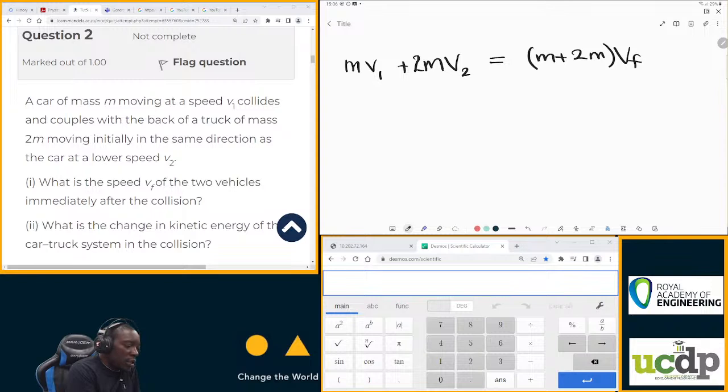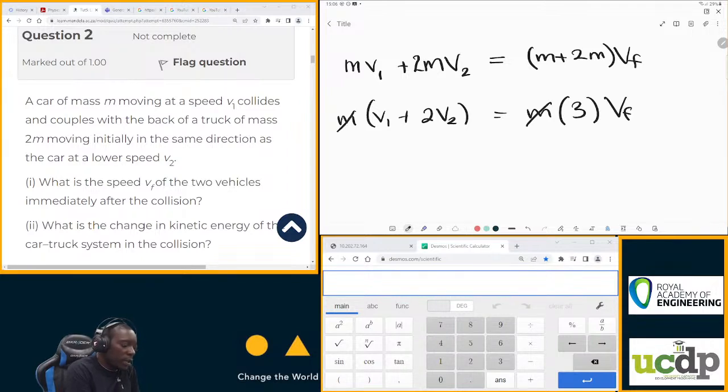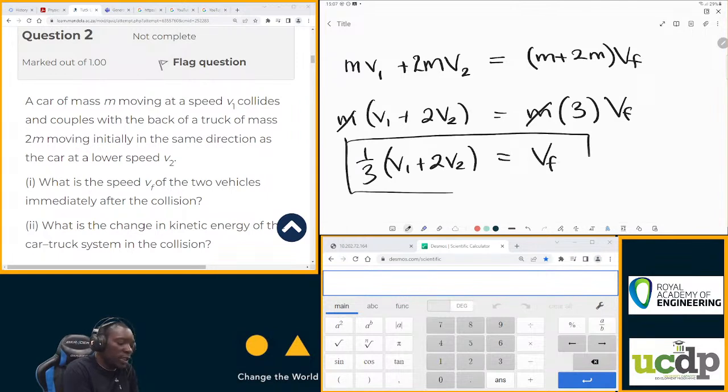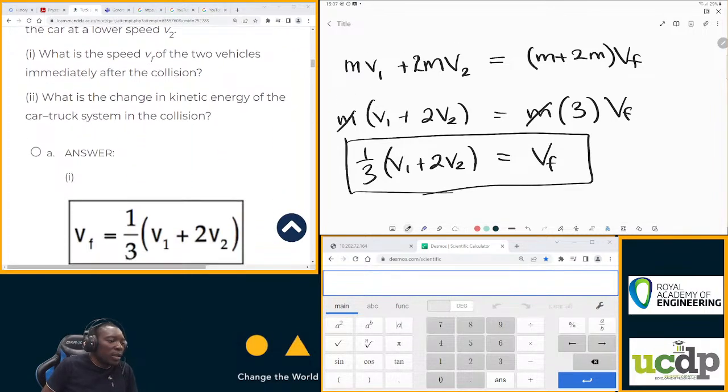So now with these two, we need to express the given quantities in terms of Vf. If we factor out m, we've got m times (V1 plus 2 V2) equals m times 3 Vf. So it means 1/3 (V1 plus 2 V2) equals Vf. So this is the expression. There are no numbers given there, so we just give Vf in terms of the given quantities.